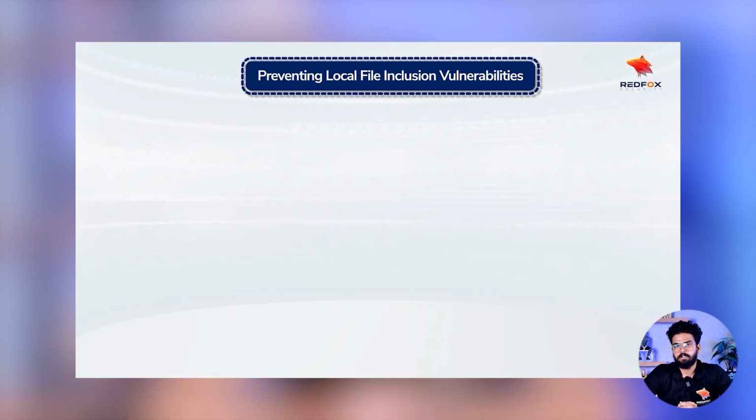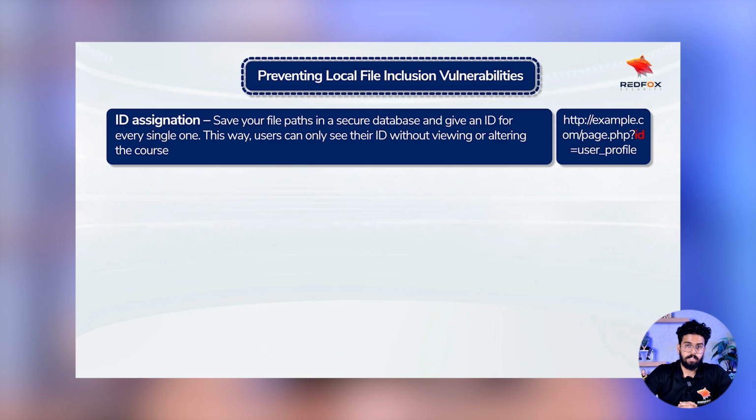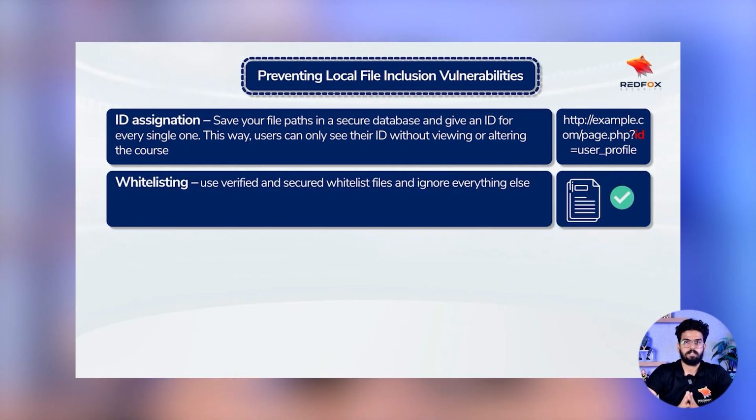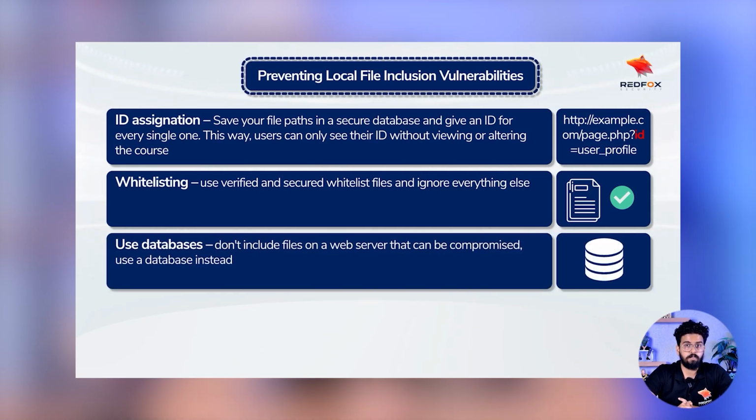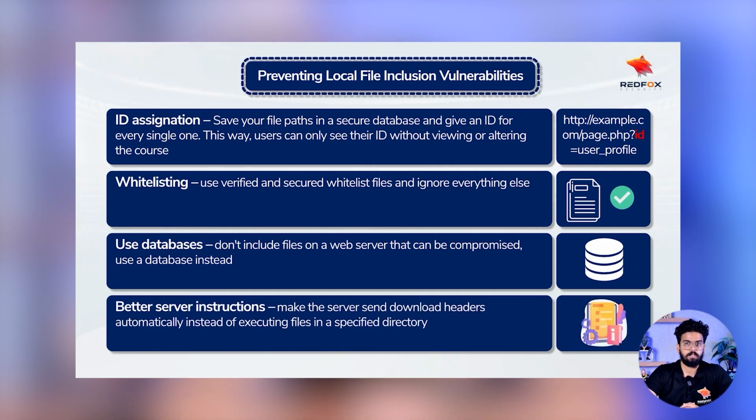Preventing local file inclusion vulnerabilities. ID assignation. Save your file paths in a secure database and give an ID for every single one. This way users can only see their ID without viewing or altering the path. Whitelisting. Use verified and secured whitelist files that ignore everything else. Use databases. Don't include files on a web server that can be compromised. Use a database instead. Better server instructions. Make the server send download headers automatically instead of executing files in a specified directory.